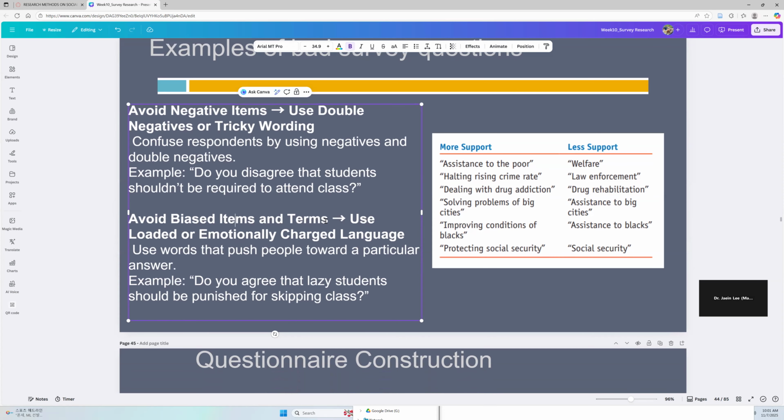And avoid biased items that use loaded and emotionally charged language. So, do you agree that lazy students should be punished for skipping class? The term lazy students might be too value-oriented, so not very useful. Similarly, there would be more support if you use terminology like assisting the poor, or halting the rise in the crime rate. There would be more support for these terminologies, even though they have very similar meaning.